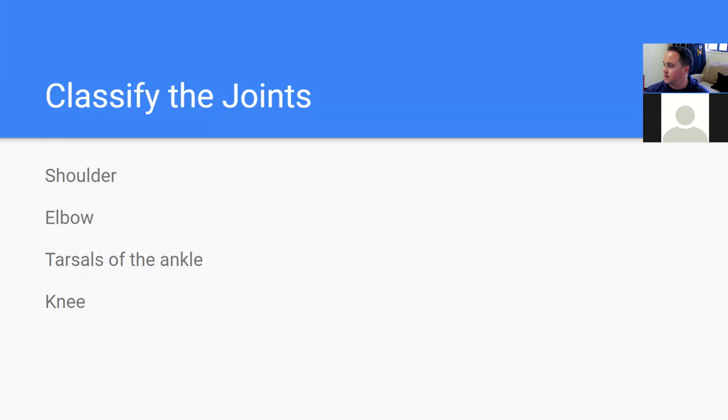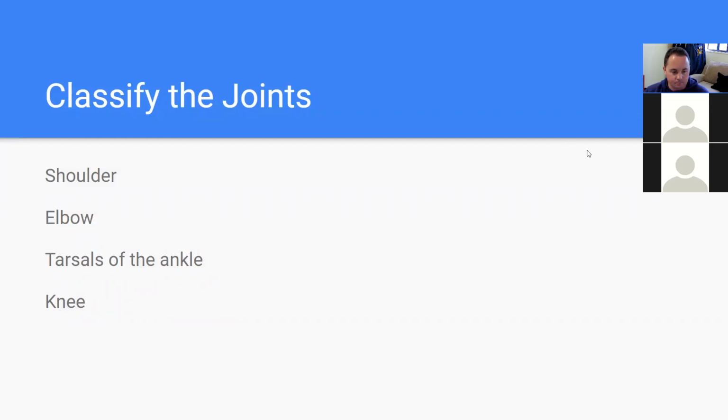And Kevin, what'd you get for knee? I thought it was the pivot joint. I'm not sure. Okay. So some people call it a pivot, some people call it a hinge. There's very little rotational movement that can happen, so it's more closely a hinge. But a pivot would be acceptable as well.